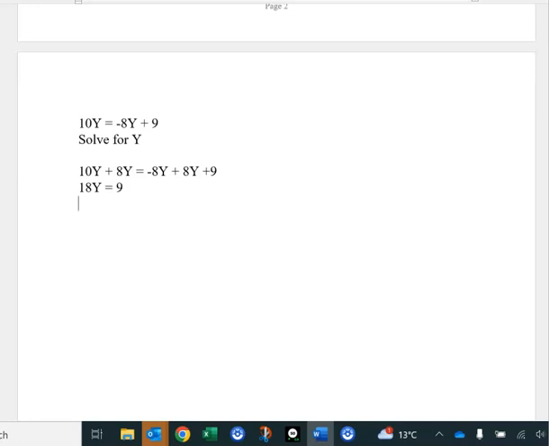Now, what we do to one side, we do to the other. We want to get rid of the 18. So we're going to take 18y divided by 18 equals 9 divided by 18.